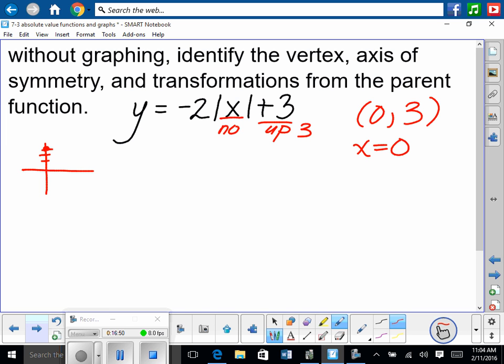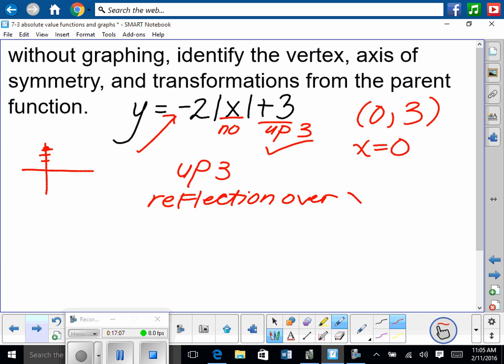Yep. So then, I would now in words describe the transformation. So this is my answer, up 3. But then we have a reflection over the x, right? Because of the negative. So reflection over x. And also, because 2 is greater than 1, we have a stretch of 2.